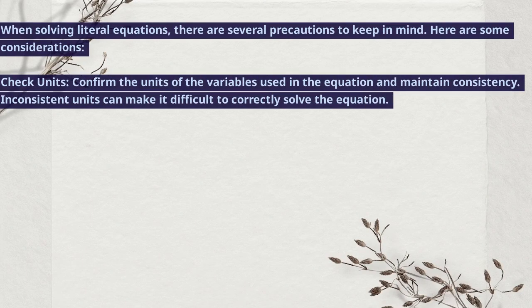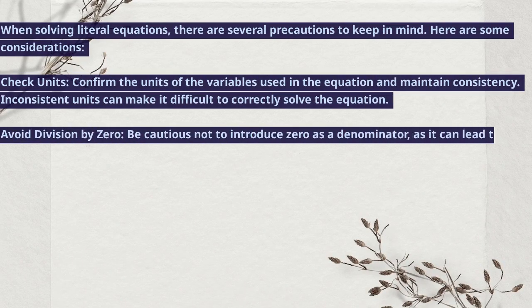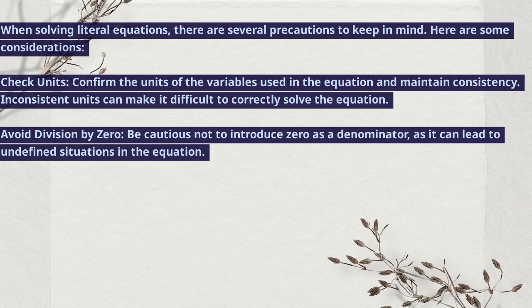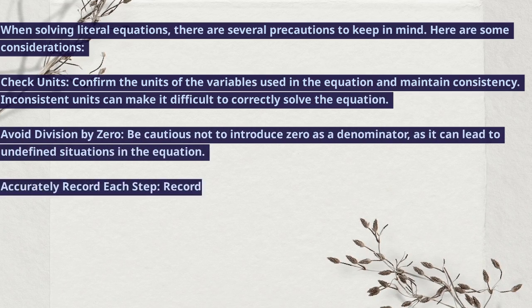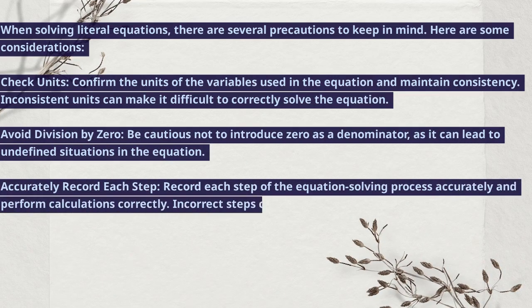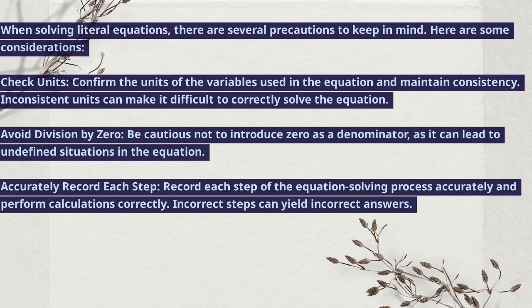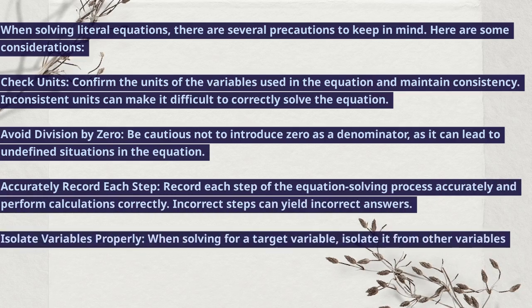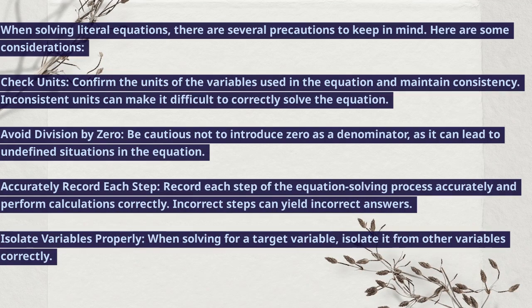Confirm the units of the variables used in the equation and maintain consistency. Inconsistent units can make it difficult to correctly solve the equation. Avoid division by zero. Be cautious not to introduce zero as a denominator, as it can lead to undefined situations in the equation. Accurately record each step.